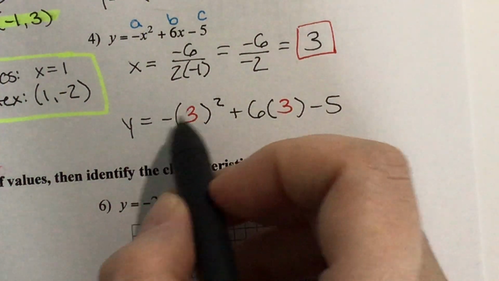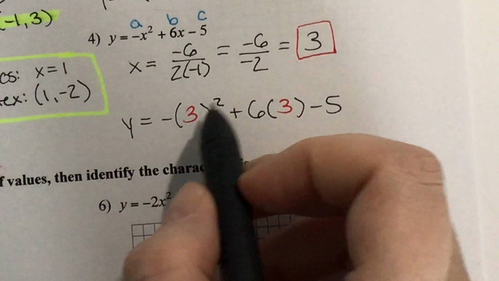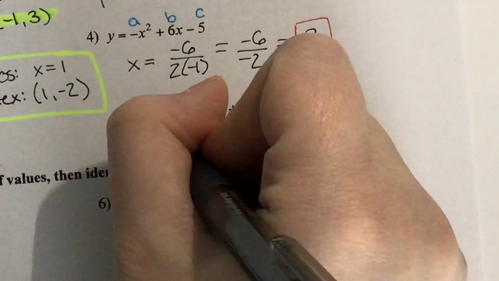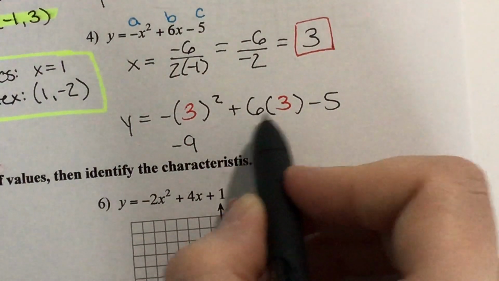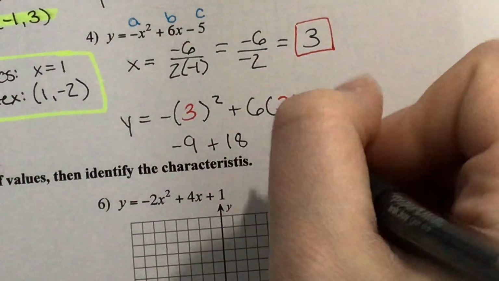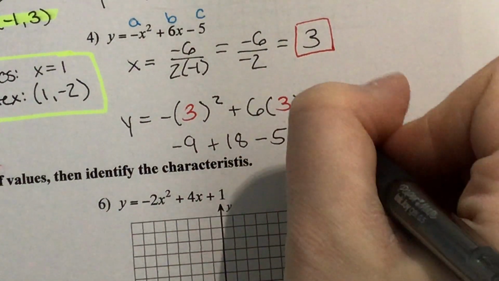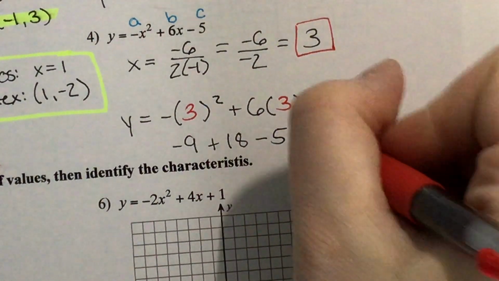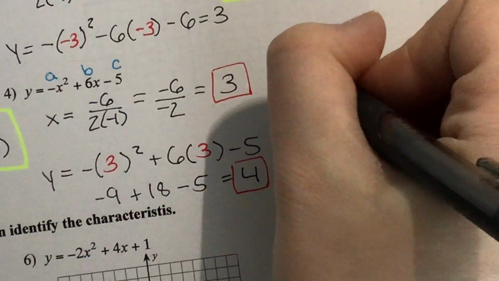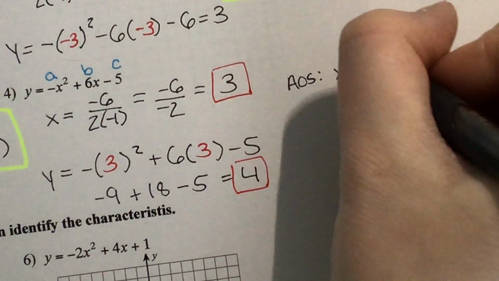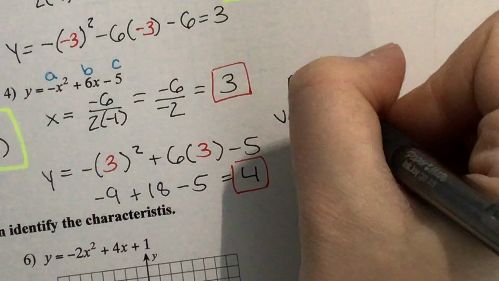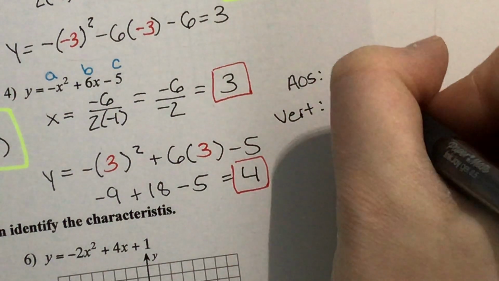It's like multiplying by a -1. You always do multiplying after exponent. So exponent first, this would be 9, then the negative, so -9. 6 times 3 plus 18. So negative 9 plus 18, we're at 9. 9 minus 5, 4. So, axis of symmetry, AOS, x equals 3. Vertex, 3, 4.